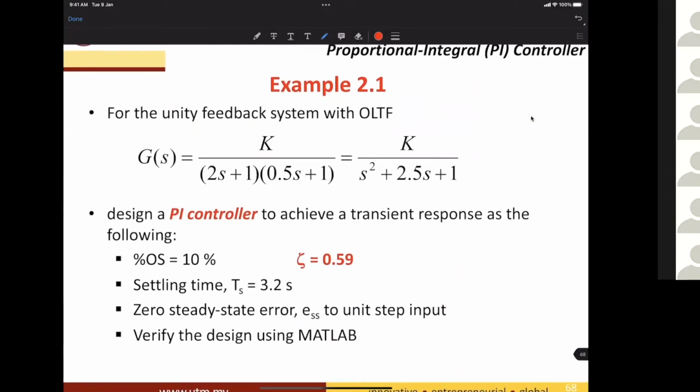Okay, understand? On that, any question before I proceed? Any question?